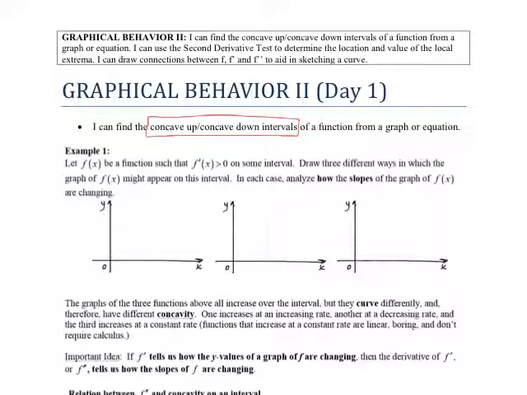Example 1. Let a function be defined such that f prime of x is greater than 0. So what does that mean? If f prime is greater than 0, we have a function that is increasing. And they want us to draw 3 different ways in which the graph might appear. So let's try this out. We have just a line. There we go. That function is increasing.